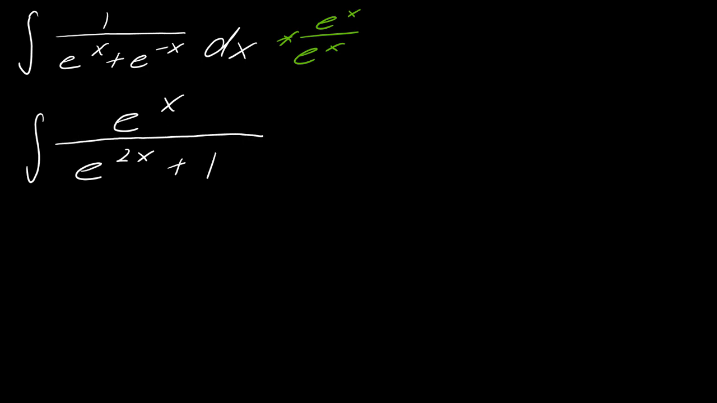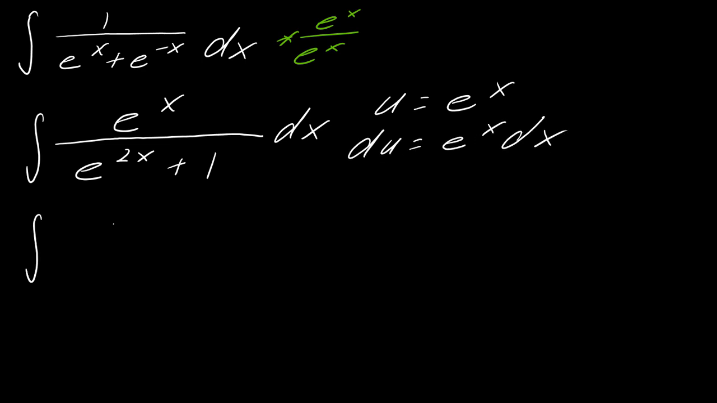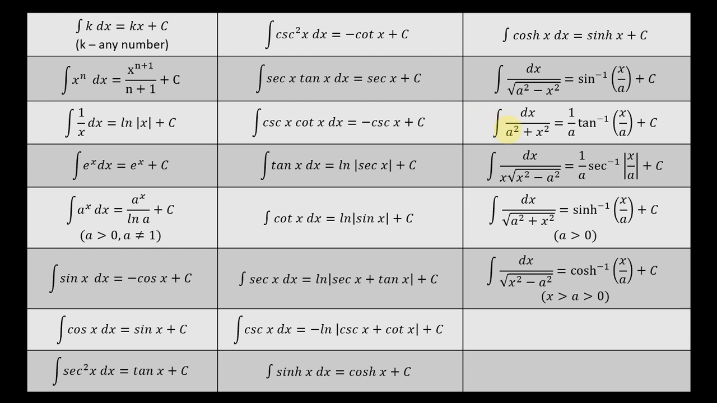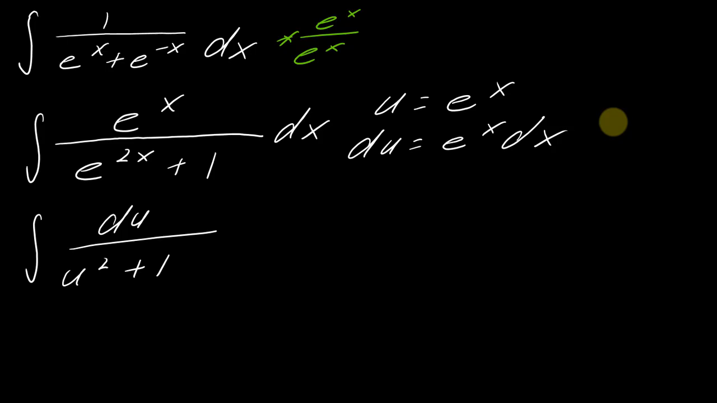Let me make this look a little nicer. Okay, and so then I've got all of that, and then we've got the dx. Now I can set my u equal to e to the x and my du equal to e to the x dx, so that I can rewrite this as du over u squared plus 1. And then if we refer back to our handy dandy little sheet here, that is going to coincide with inverse tangent. Now that we know some of our tricks, we know how to move forward with this. So this is ultimately going to be inverse tangent e to the x plus c.